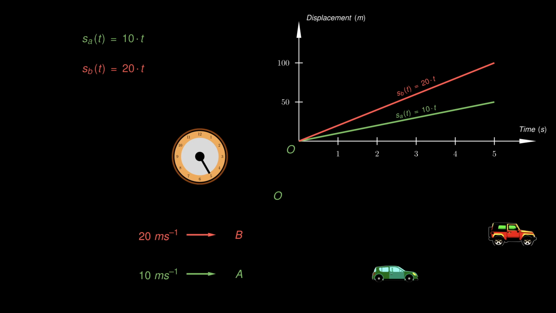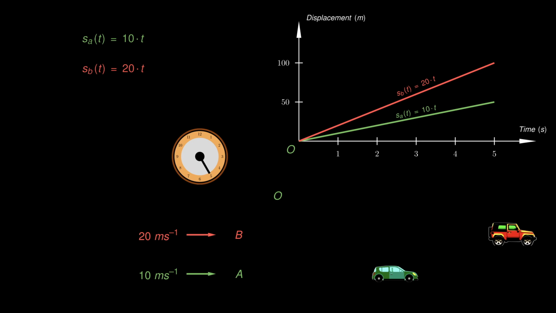Similarly, for vehicle B, which moves at a velocity of 20 meters per second, its function will also be linear, but with a steeper slope, reflecting its higher velocity. By deriving these functions, we can describe the motion of both vehicles precisely, and predict their positions at any given time. These equations will allow us to compare their displacements directly, and understand how their different velocities influence their journeys.